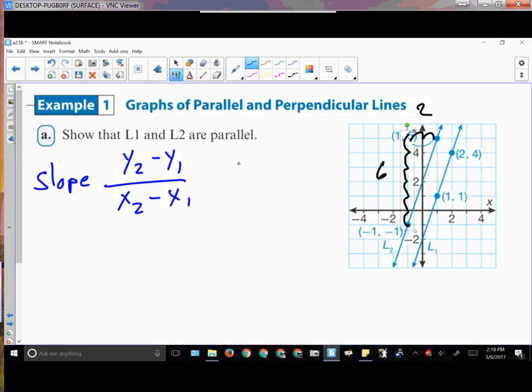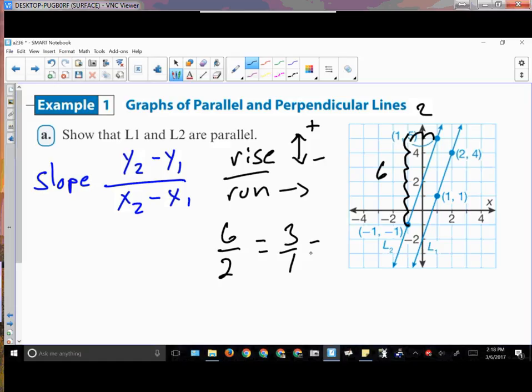Now again, our slope can be rise over run, always going to the right. Up is positive, down is negative. So by looking at this one, I see that we've got 6 over 2, which would work out to be 3 over 1, or just 3. Good.